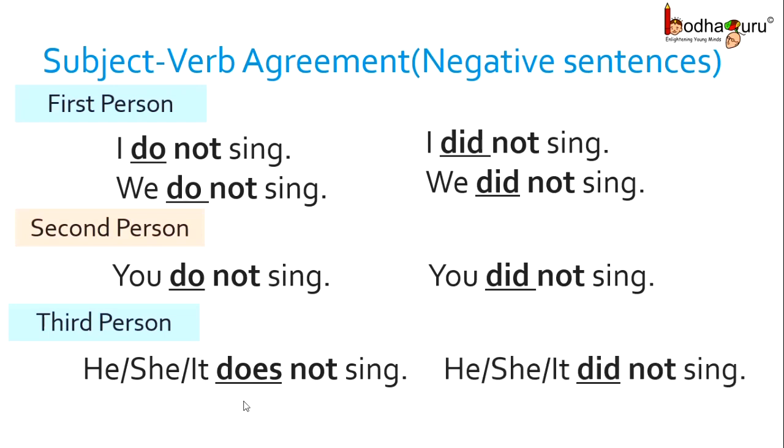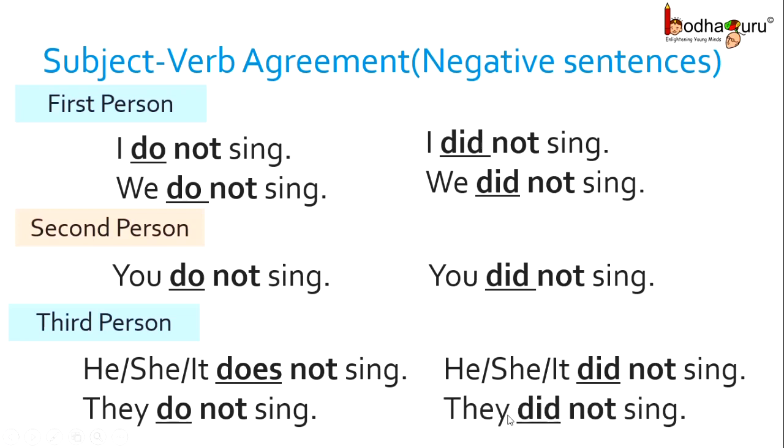He did not sing. She did not sing. It did not sing. We use did with singular third person for past tense. And these are negative sentences. They do not sing. This is a negative sentence in present tense and we use do with they. They did not sing. This is again a negative sentence but in past tense and we use did with they.